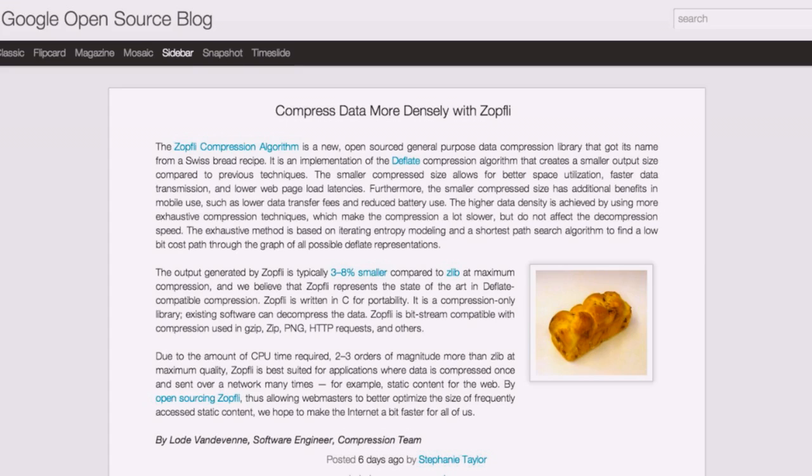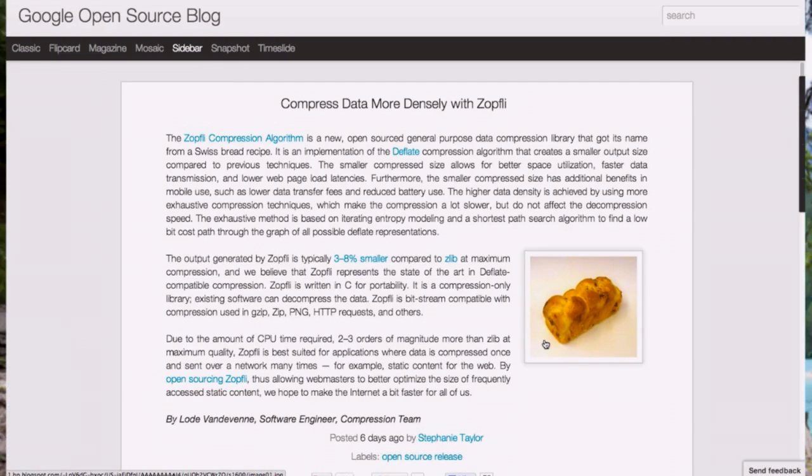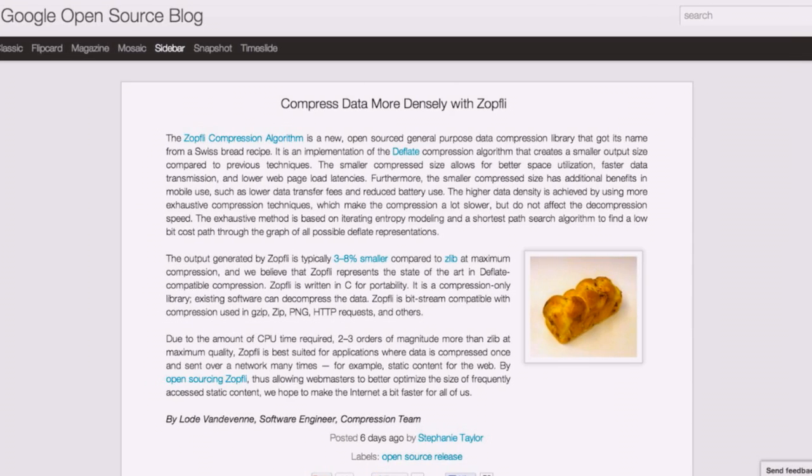Zopfli has a compression gain of somewhere between 3 to 8% over your standard zlib, like gzip. Really, 3 to 8%? Yeah, and it takes somewhere between 2 to 3 orders of magnitude longer to do the compression. So most likely it will only be useful when you're compressing something ahead of time. It won't be as useful otherwise.